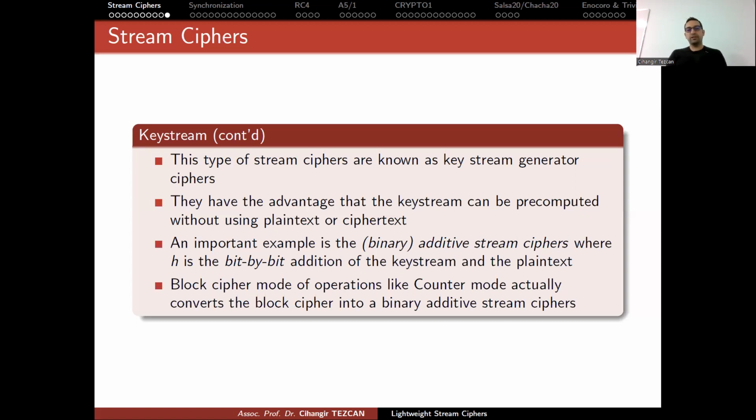Block cipher modes of operation like counter mode convert the block cipher into a binary additive stream cipher. As you can see in counter mode, you are encrypting counters and obtaining some outputs. This is why I call them a key stream. Then you XOR it with your plain text and obtain the ciphertext, right? So some block ciphers can be used as a stream cipher due to the mode of operation you choose. Of course, they are still block ciphers, but you use them as a stream cipher.